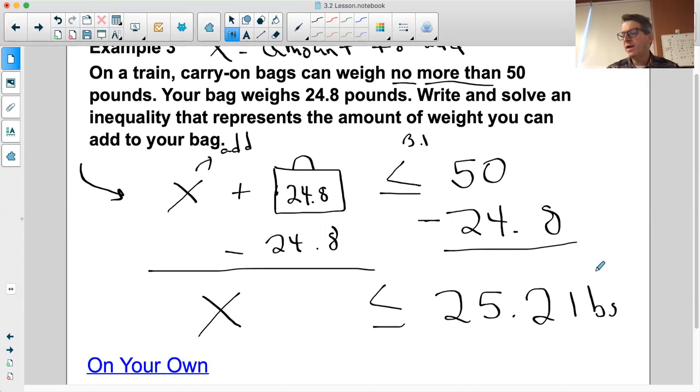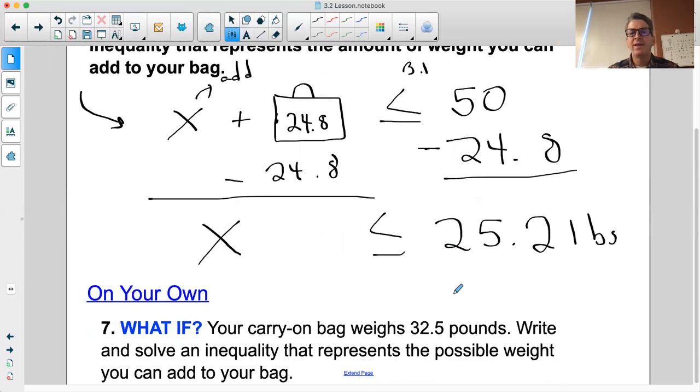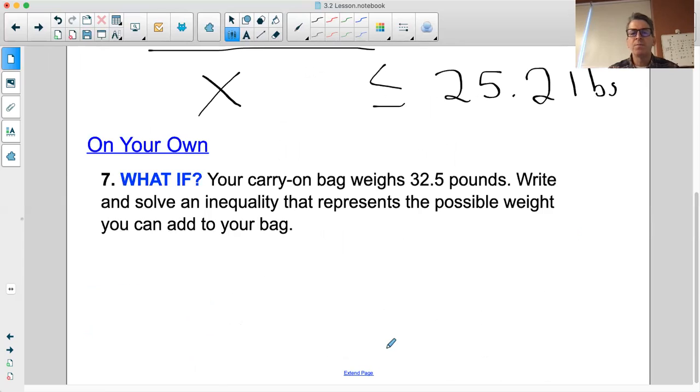And the last one today on your own, number 7. Let's say your carry-on bag weighs 32.5 pounds. Write and solve an inequality that represents the possible weight you can add to your bag. So it's a similar question. The only thing that changes here is that your carry-on bag is 32.5 instead of 24.8.